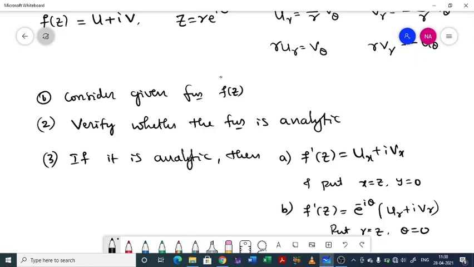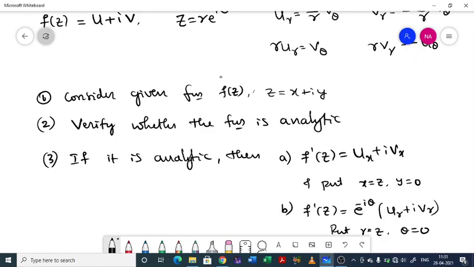So I'll just recall that procedure again. Given any function f of z, first check whether the function is in Cartesian form or polar form. If it is in Cartesian form, it is simple: x and y are involved, and z equal to x plus iy is not given explicitly. Only f of z is given. If f of z involves x and y, you have to take z equal to x plus iy. If f of z involves r and theta, you have to take z equal to r into e power i theta. Then you have to check whether the function is analytic or not.